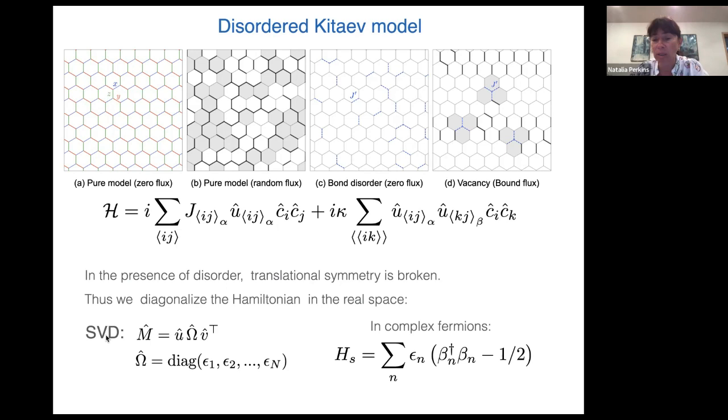So after diagonalization, we can write the diagonal Hamiltonian for Majorana fermions in each of the flux sectors in terms of complex fermions. And what is important is that here, this epsilon n is basically these energy levels, and I was showing this in one of the introductory slides. So now we have again the diagonal form in terms of the Majorana fermions, but obtained through the diagonalization in real space. However, we can go to rather big lattices because this is nothing else than the hopping Hamiltonian for Majorana fermions. Okay, so now bond disorder, how we can characterize it.